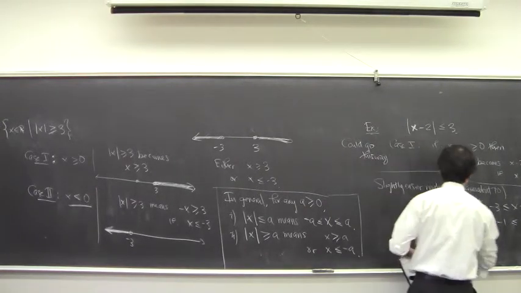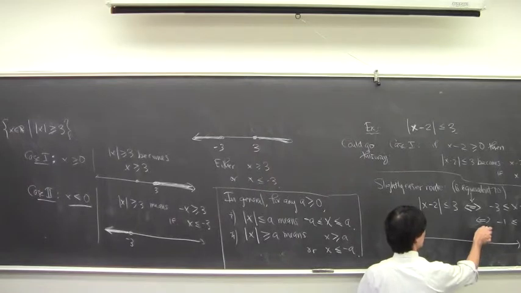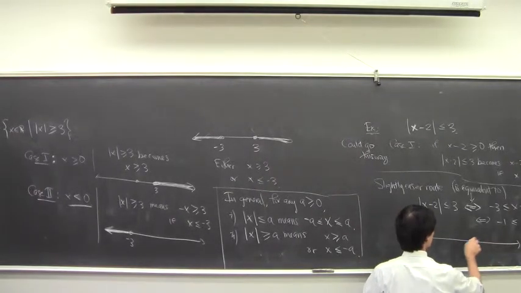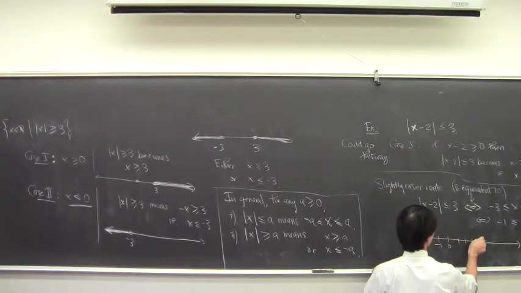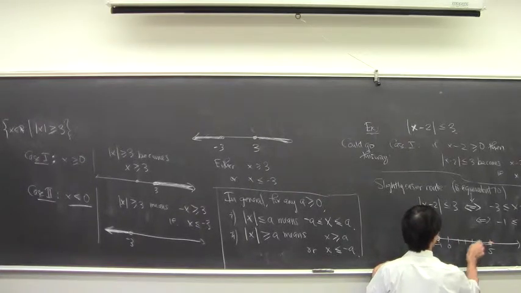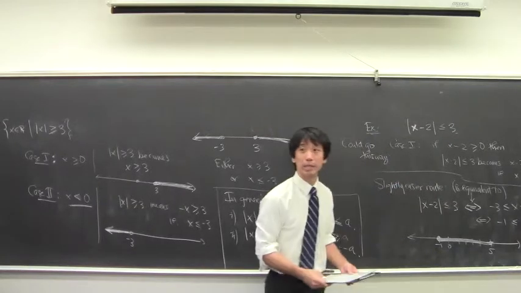Right, so pictorially, what is this? This says that x, so here's negative 1, 0, 5, right? So x lies between here and here. X lies between here and here.